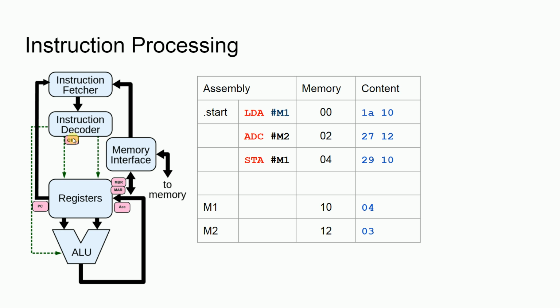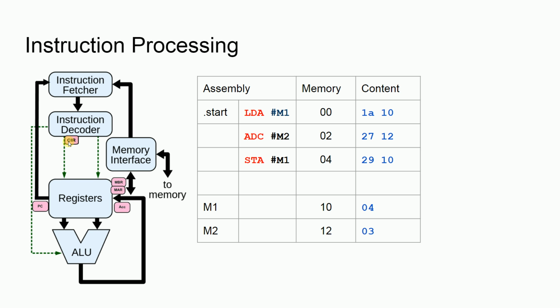So the program fetcher gets into the current instruction register the code, the load, and it also instructs the memory interface to go to memory address 10. And if you look at memory address 10, it brings back the number 4. So the MBR, or data register, will now have 4 in it. Everything's now set up to do the next statement.